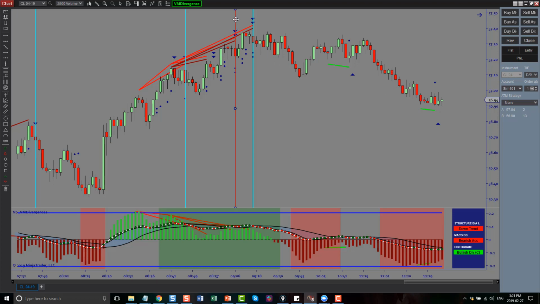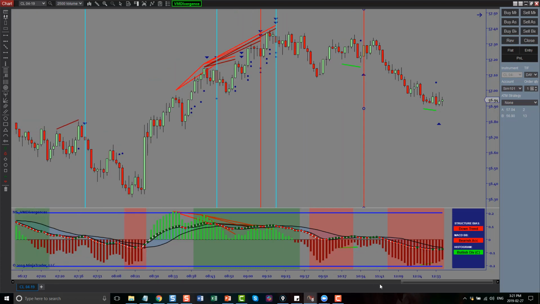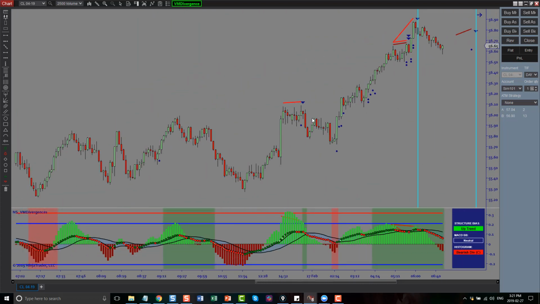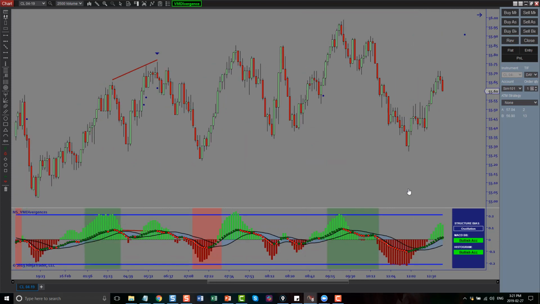Now we haven't even looked at time of day. We haven't even looked at news. We haven't looked at any of that. I'm just showing you right now, just based off of this market, that was a winning setup right here. Actually, no, we would not have taken that one because that's in a trend, one of those catch-22s.